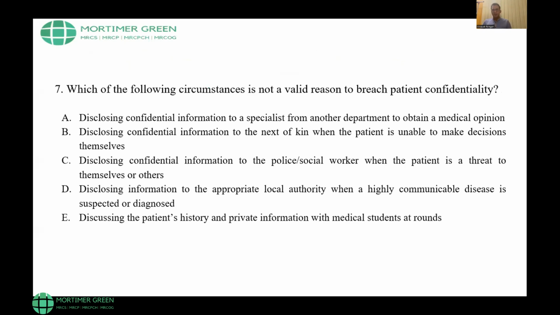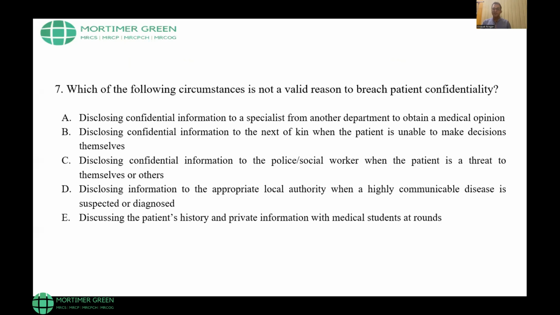Next question. Which of the following circumstances is not a valid reason to breach patient confidentiality? A, disclosing information to another specialist. B, disclosing information to the next of kin when the patient is unable to make decisions themselves. C, disclosing information to a police or social worker when the patient is a threat to himself or others. D, disclosing to the local authority when there is a highly communicable disease. I think A, B, C, D all make sense. But E, giving information to a medical student.